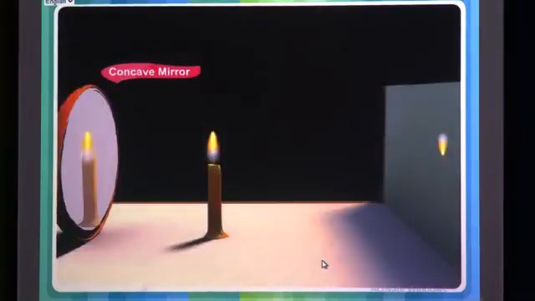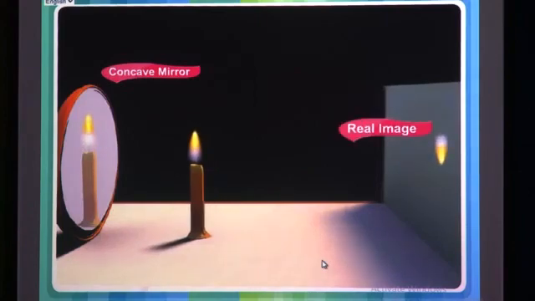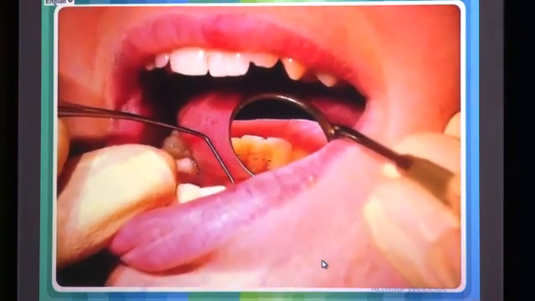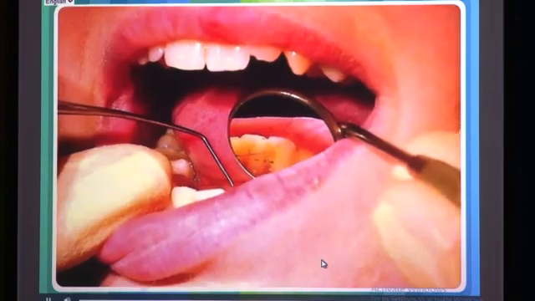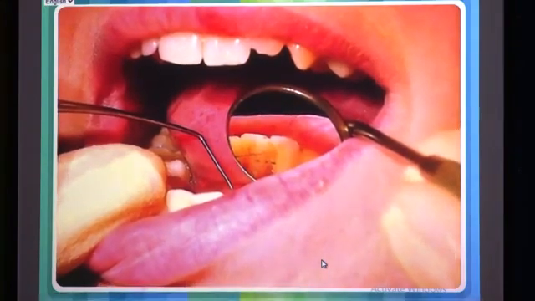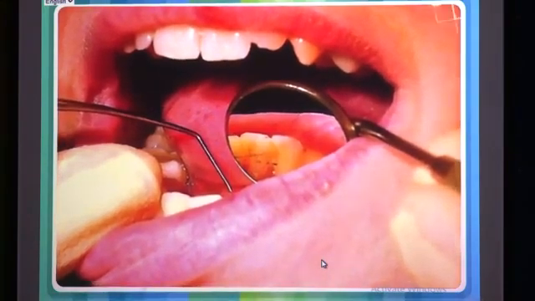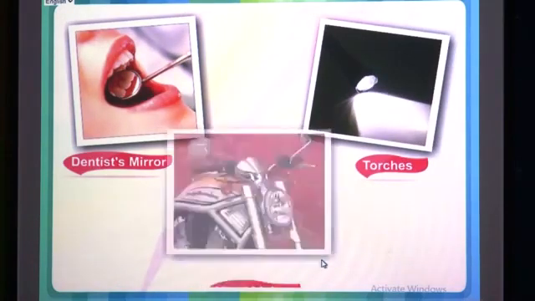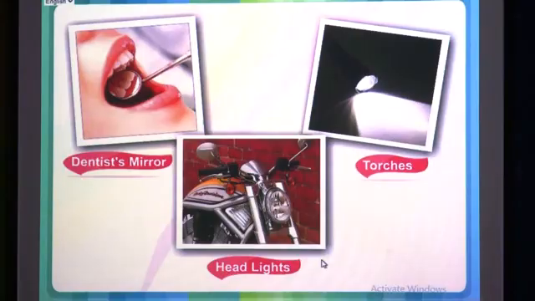On the other hand, images formed by a concave mirror can be obtained on the screen. This means it forms a real image. Concave mirrors are used by doctors for obtaining enlarged images of the inner view of objects. These are used by dentists and in reflectors for torches and headlights in vehicles.